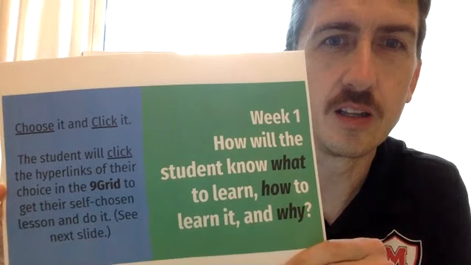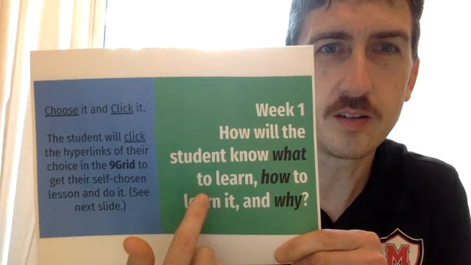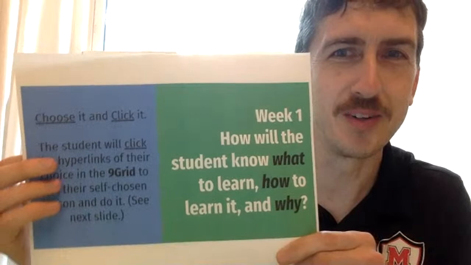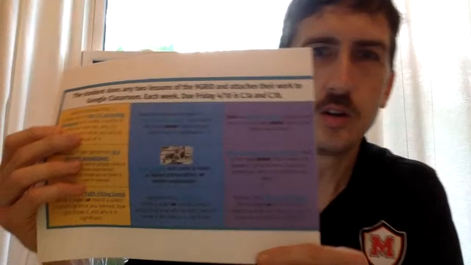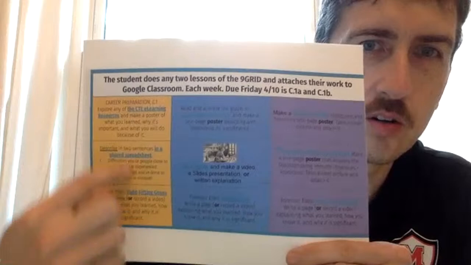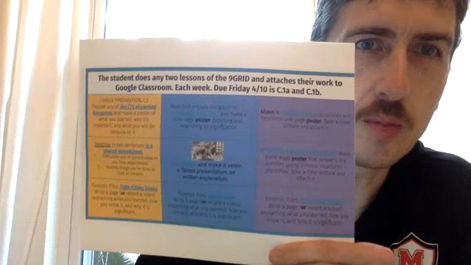Next one is choose it and click it. That's what you're doing. How will the student know what to learn, how to learn, and why? I'm reading this backwards, if you can't tell. And here's how. You're going to look at this, and you're going to choose from the nine grid. You're going to choose two of these each week. So by Friday this week, April 10th, you'll have done two of these, okay?